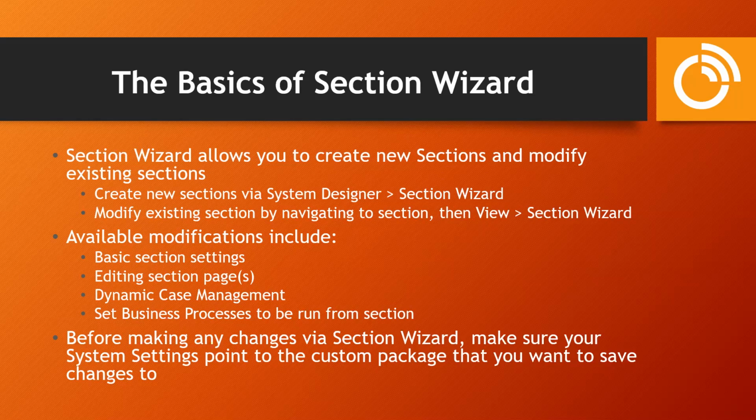Before making any changes via Section Wizard, you want to make sure to update your system settings. There's a setting in there called Custom Package, and you want to make sure you have that set to whichever package you want to save the settings to. So if you are working in a dev environment, for instance, you'll want to create your own package and save all your settings to that so that you can move that package to your production environment.